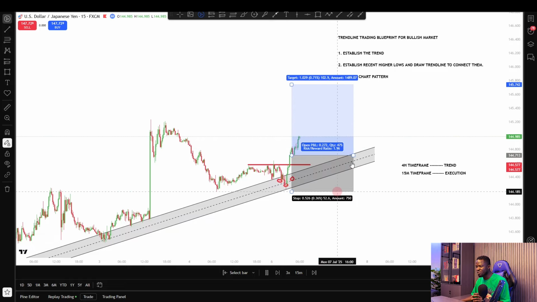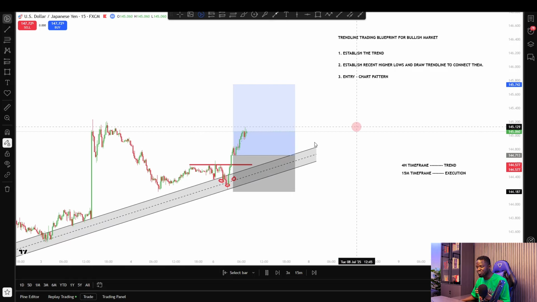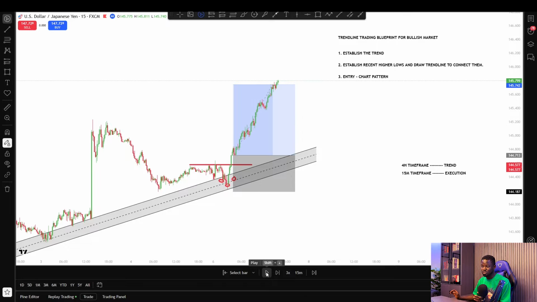One thing about Forex trading is it's all about patience and also trusting your analysis, your system. Allow price to come to you. You don't have to force it. Finally, the price action smashed our TP level.